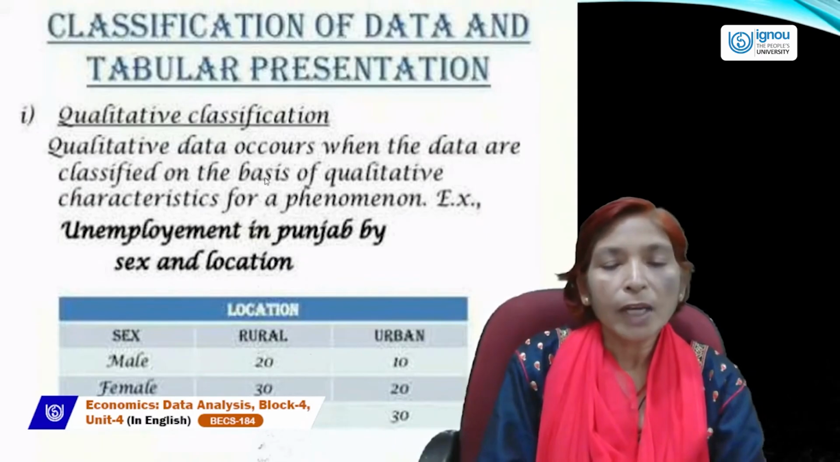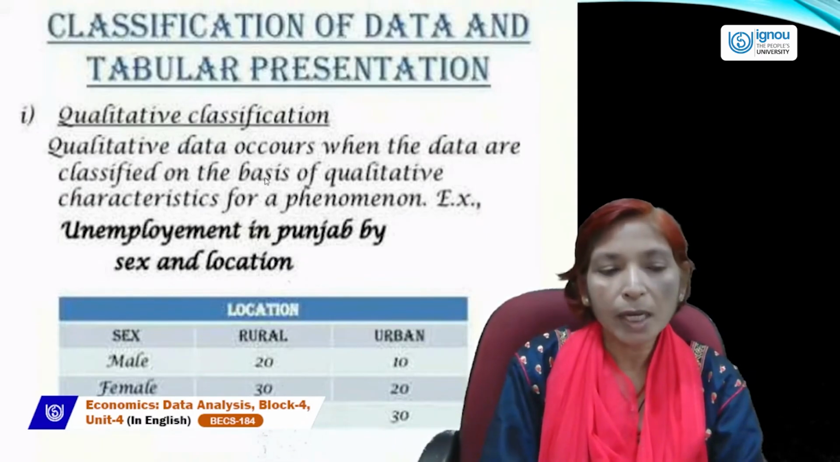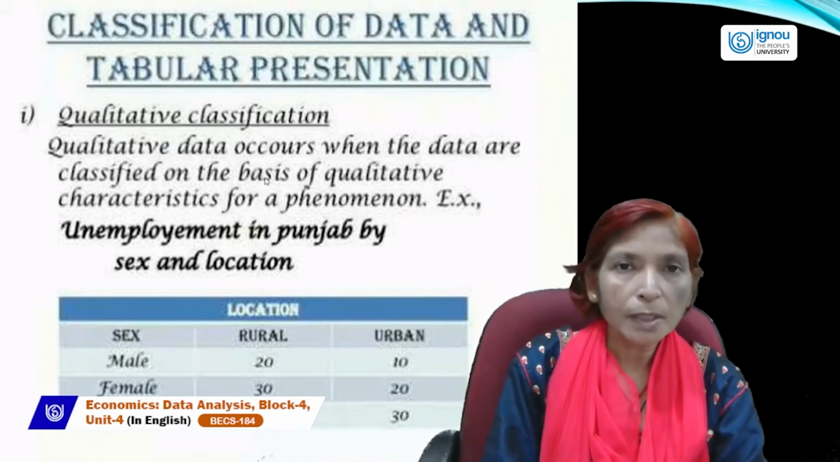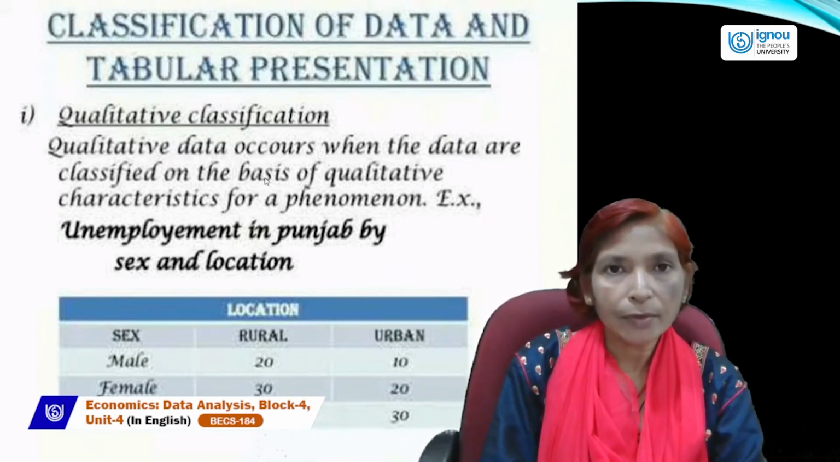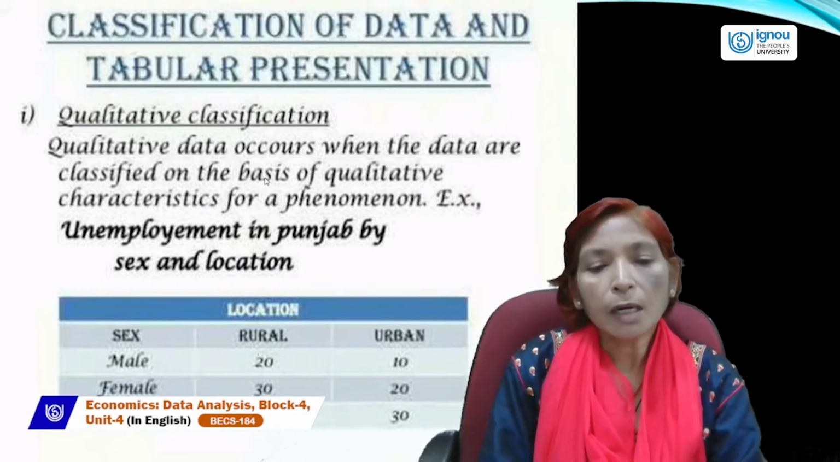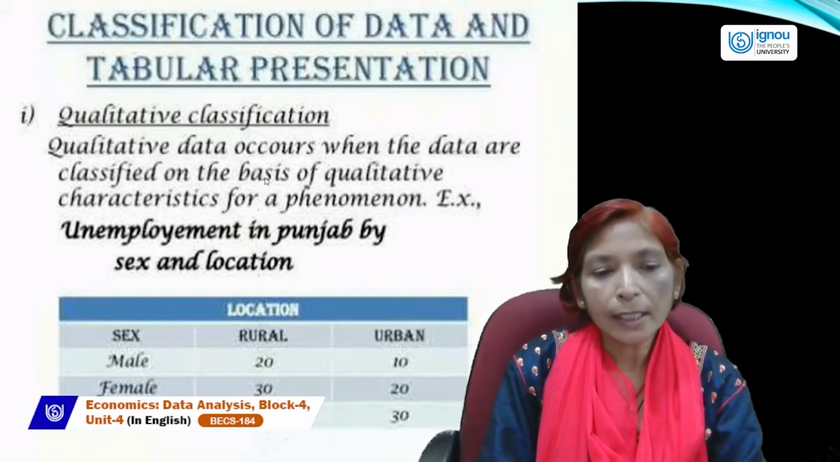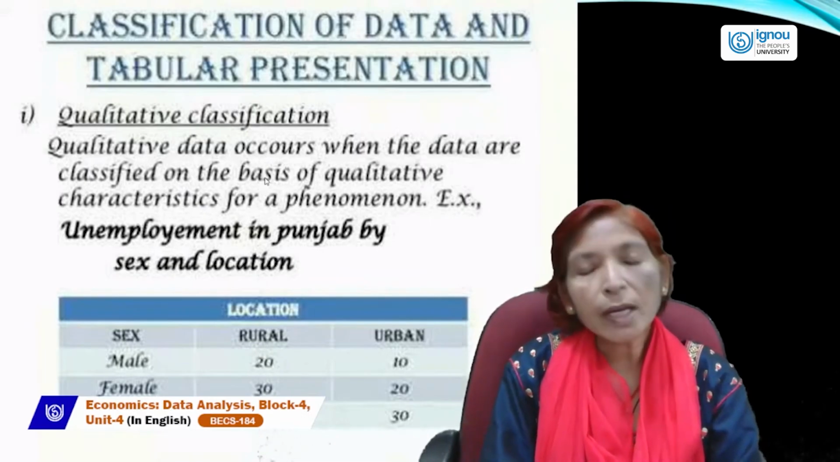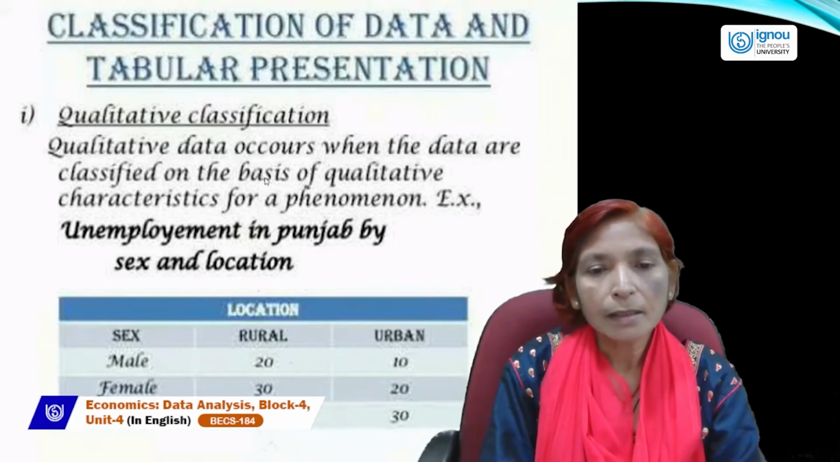It means we have taken three things. One is male, female. In the table, three columns are here. In the first column, sex, meaning male and female, we have taken. In the second column, location may be rural, may be urban. In rural, 20 male and 30 female, and in urban, 10 male and 20 female. This is simply classification of data in a tabular presentation. It's a very simple way to express the collected data in a very systematic way.